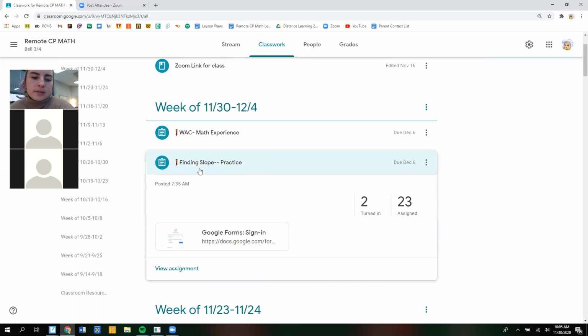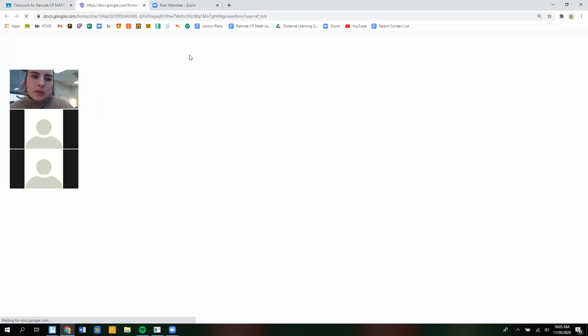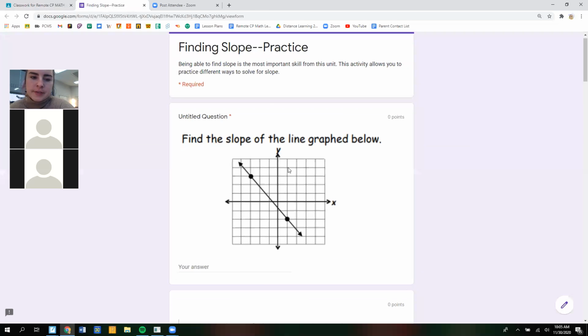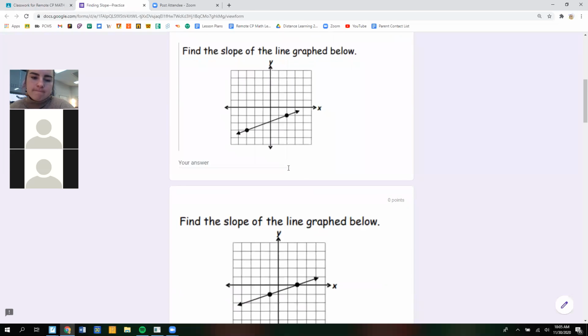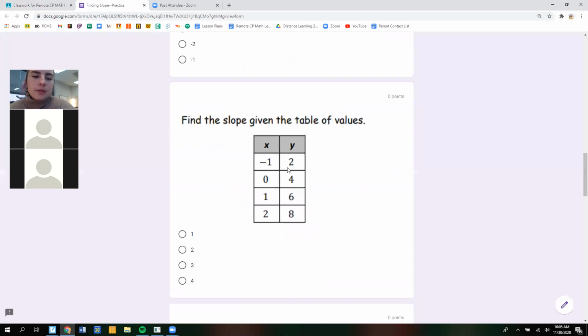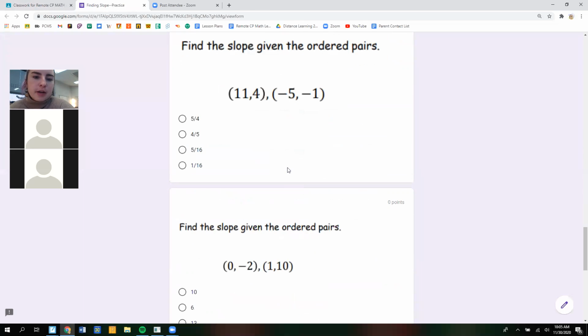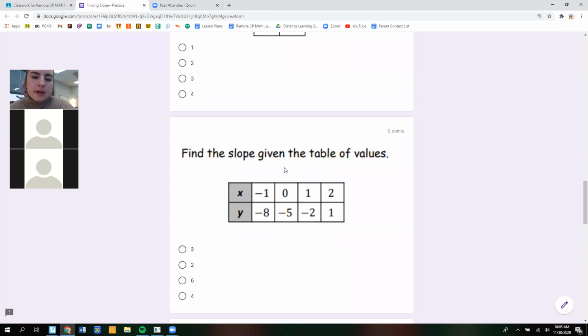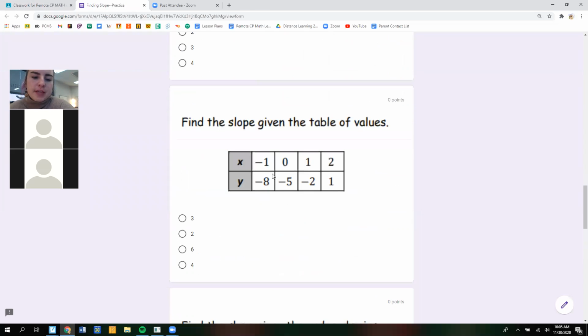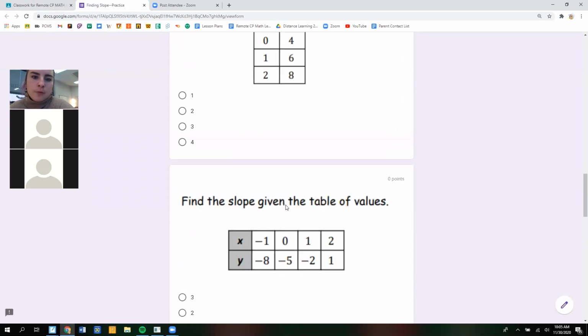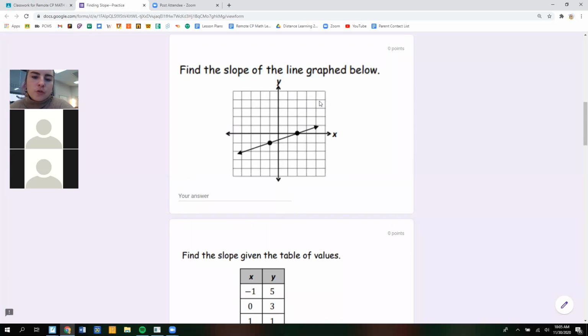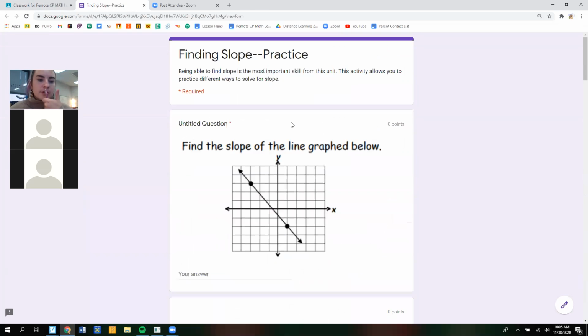Finding slope practice. This should be easy peasy, hopefully. All this is, it's 3 types of ways to find slope. So find it through points, find it from the table. So you can do table, remember this is a point. So -1, -8, that's a point. So if you need help with that, I can always help you guys. And then finding slope. So I just want to make sure that you guys are good with finding slope. So this is just practice, how to find slope 3 different ways.